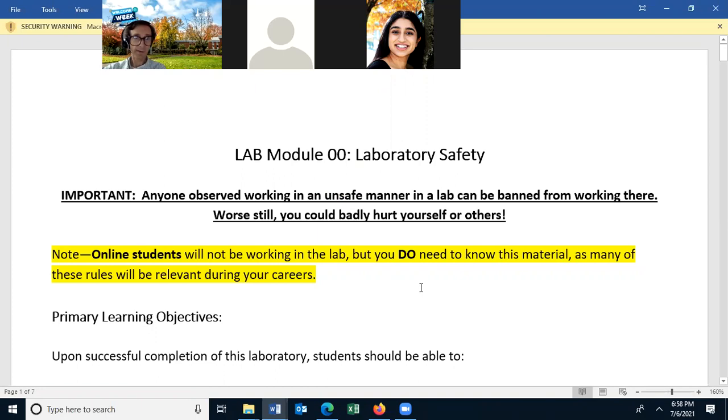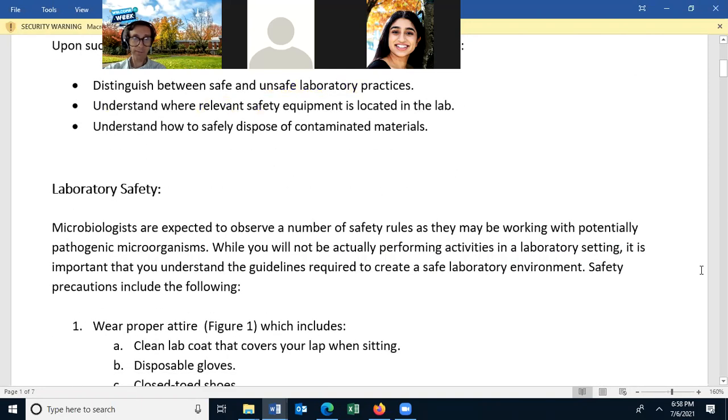Laboratory safety. So online students will not be working in the lab, but you need to know this material as many of the rules will be relevant during your careers. For the learning objectives, you need to be able to distinguish between safe and unsafe laboratory practices, understand where relevant laboratory safety equipment is located in the lab, understand how to safely dispose of contaminated materials. And we're talking about materials contaminated with microorganisms.